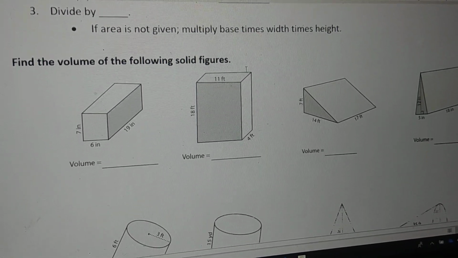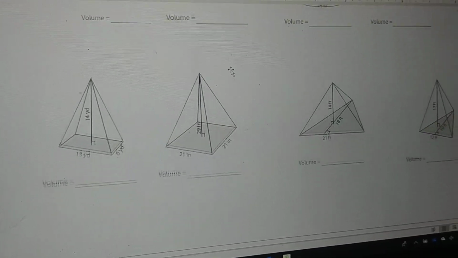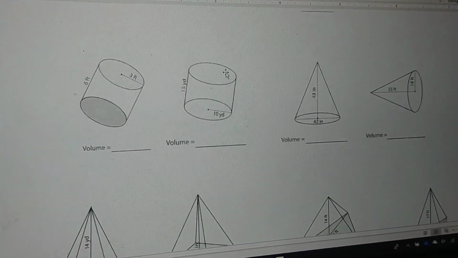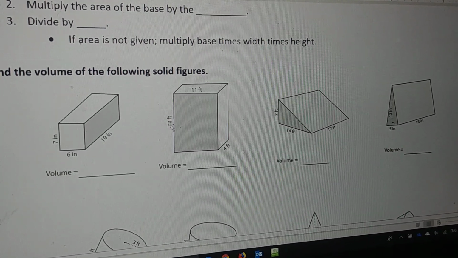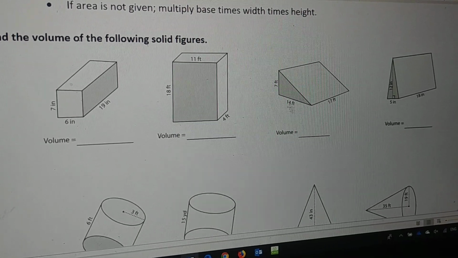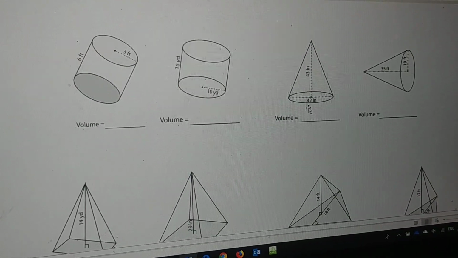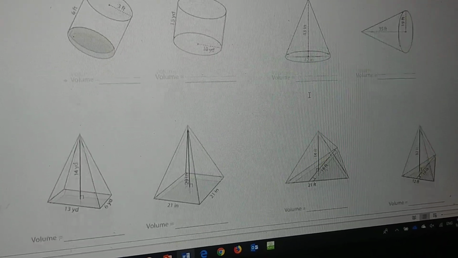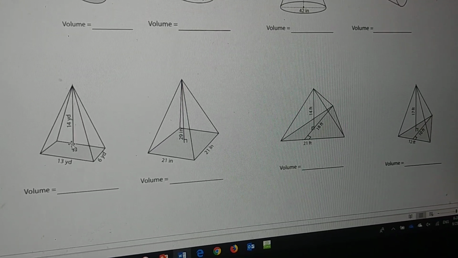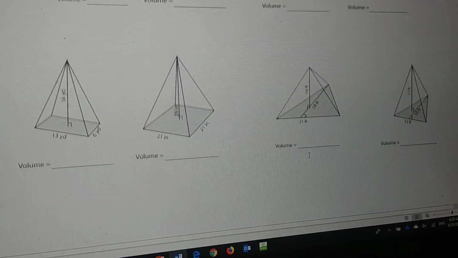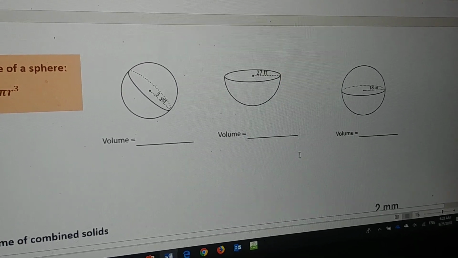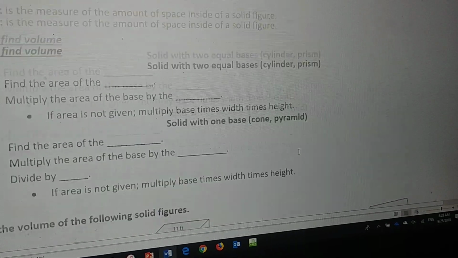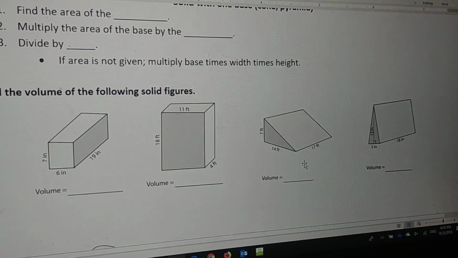Now, find the volume of the following figures. There's a few of them. I'm going to do one for finding volumes of rectangular prisms, one finding volume of triangular prisms, finding volume of a cylinder, finding volume of a cone, finding volume of rectangular pyramids, and finding volume of triangular pyramids. And I'm going to do one for finding the volume of a sphere. Alright, so I'll begin with these. I have them already on my notebook, so let's go to my notebook.